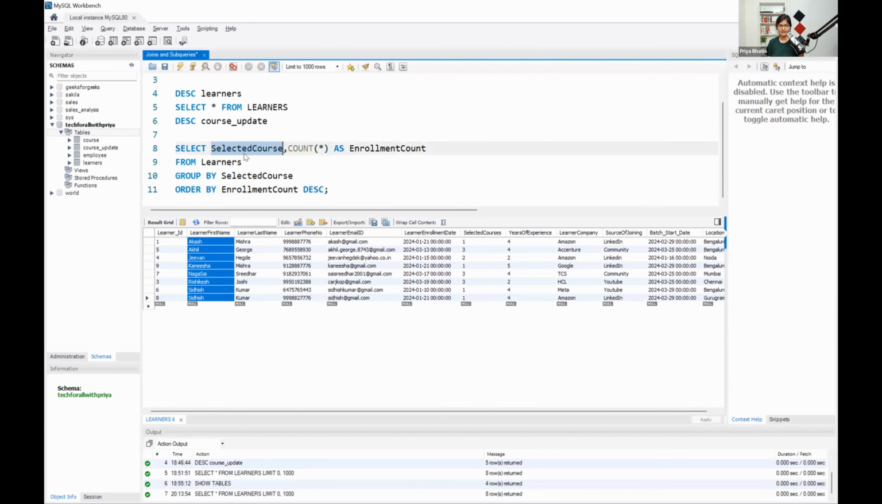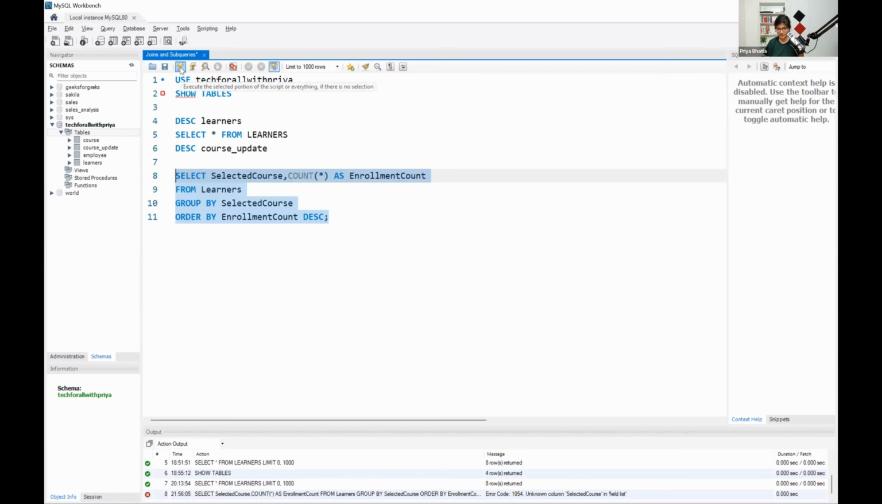So what you have done is you have written select selected course, count star as enrollment count. So it will be able to give me the count of the number of enrollments from this learners table, group by selected course. So with respect to the course ID that we have, which is 1, 2, 3, and so on, we will be able to get the number of enrollments. Order by enrollment count in descending order, because we are looking for the most frequently purchased course by the learners. If we run this command, let's see what output we get.